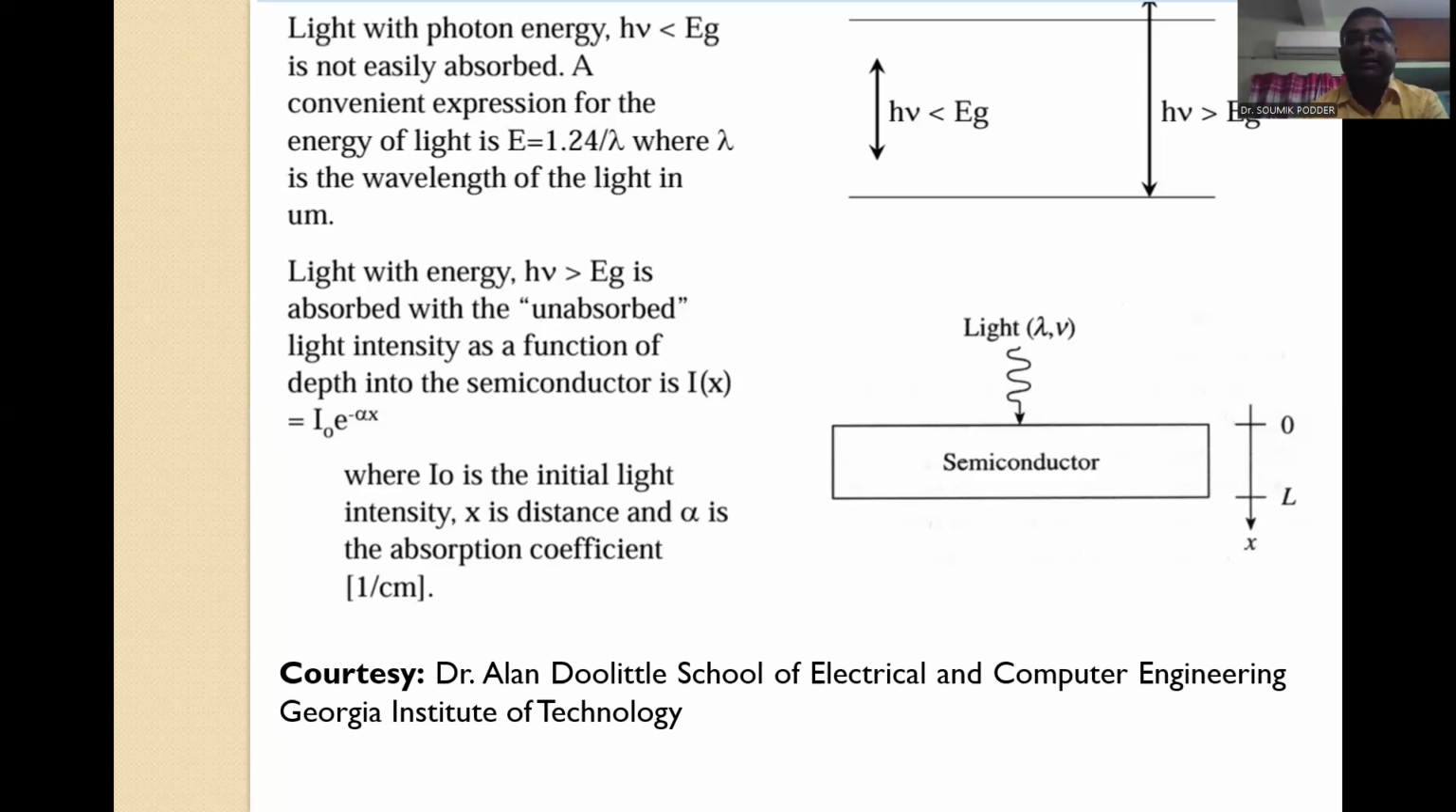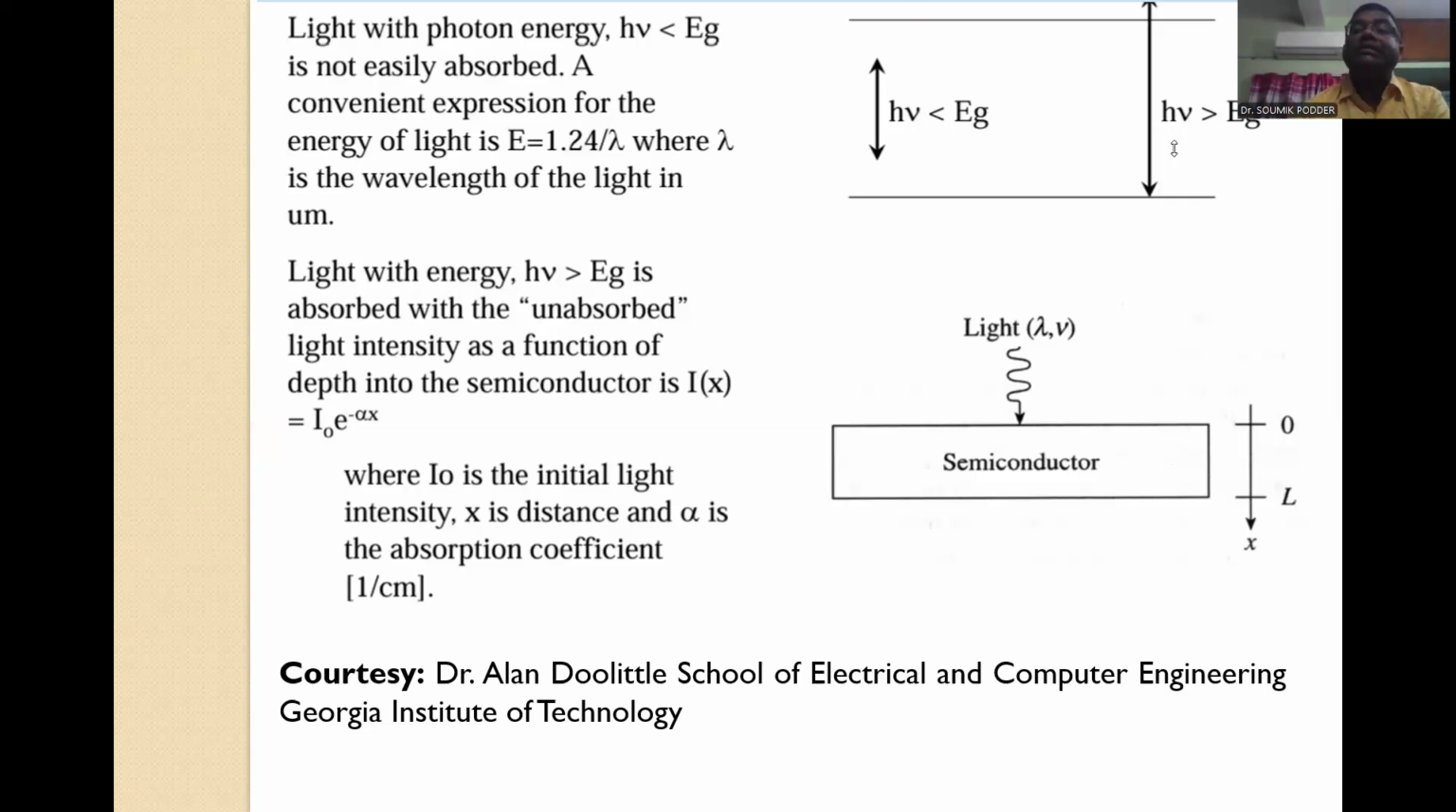So for this h nu, when E is less than Eg, what will happen? And when E is greater than Eg, what will happen? When E is less than Eg, we can say that this energy is not sufficient to expel the electrons from the valence band towards the conduction band. So there is no electron-hole pair generation.